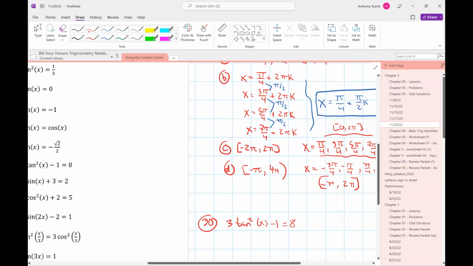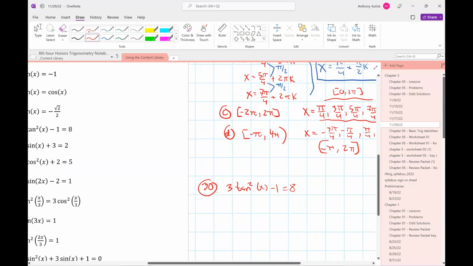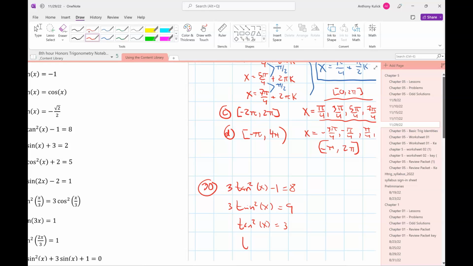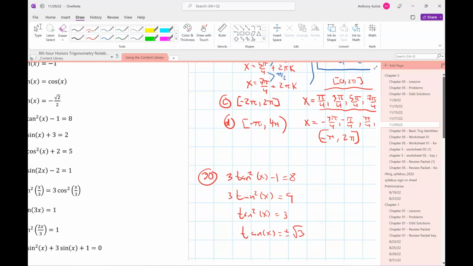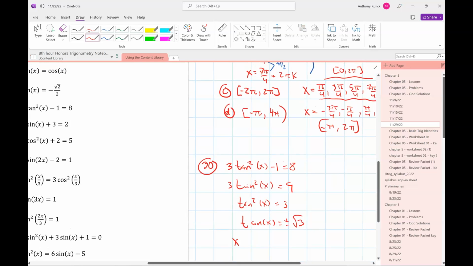So first thing I'm going to do is get the tan squared by itself. So I'm going to add 1 to both sides, and then divide by 3. And then we'll square root both sides. When I do that, I get a plus or minus. And then we'll do the tan inverse of both sides.